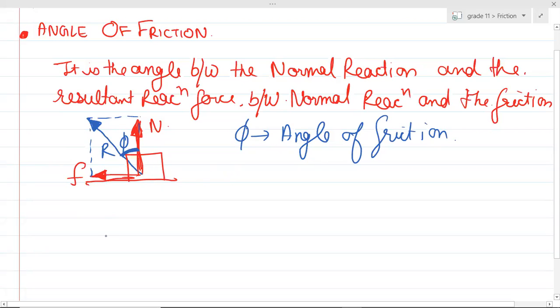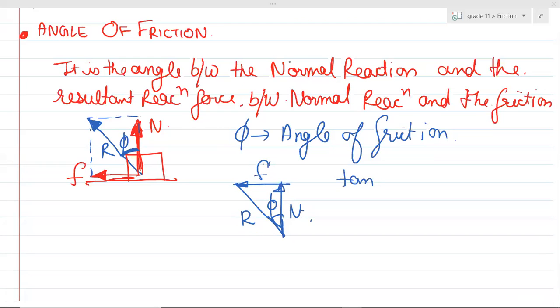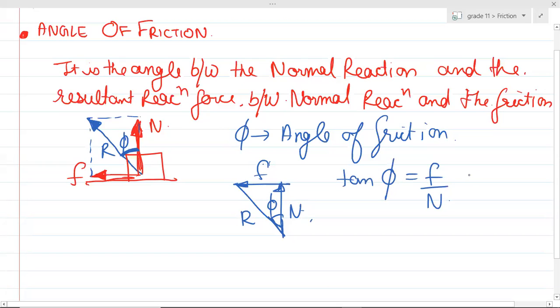See here, can you see a triangle getting formed? In this triangle, this is N, this is R, and this is F, right? And this angle was phi. So from here, tan phi is basically F upon N. So tan of phi is equal to F upon N. And friction is basically what?